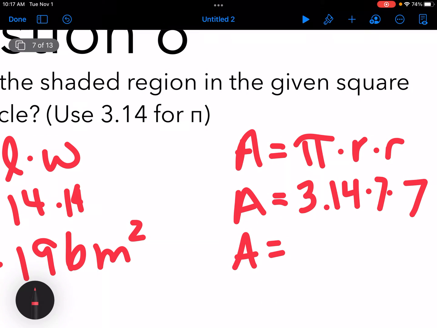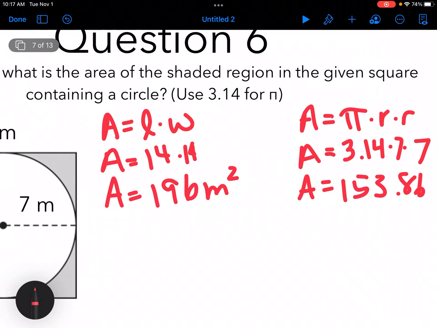So in my calculator, I'm doing 3.14 times 7 times 7, and I get 153.86. I'm not going to round anything until I get to the very end. So I want to take the circle out of the square. So by taking it out, I'm subtracting 196 minus 153.86.